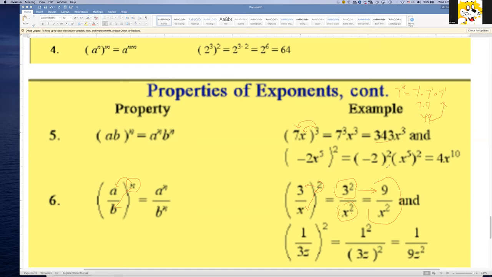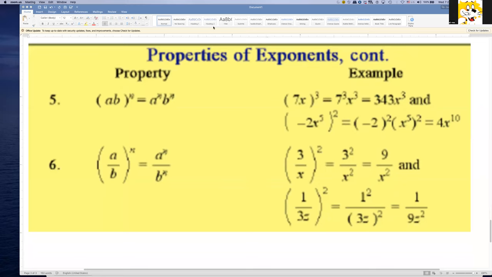All right. And in this last example here on the bottom, I have this 2 here. It gets distributed to the 1. I get 1 to the second power. I get 1. Why do I get 1? Because 1 times 1 is? 1. Okay, 1 squared is not 2. And then that 2 gets distributed to the 3 and the z, right? So this is how they end up. 2 to the second, 3 to the second power is 9, and z to the second power is z squared.